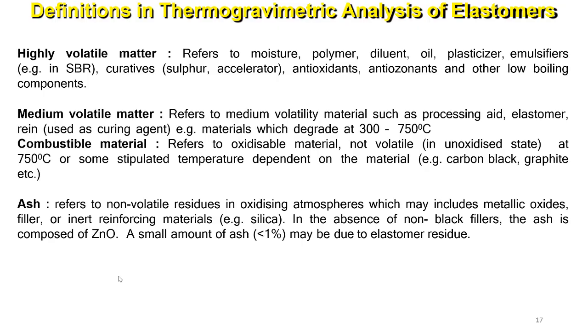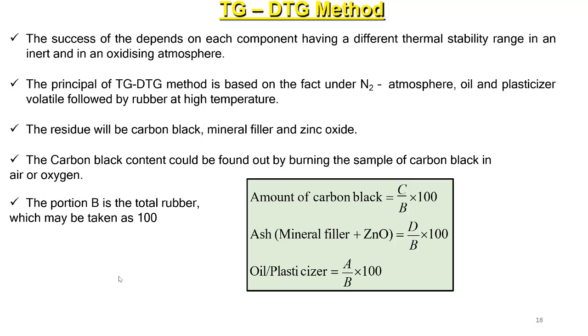Then we get the ash, which is the oxidized non-volatile residue in the oxidizing atmosphere. So these include the metallic oxides, fillers, or inert reinforcing material, which are still present in the material above a certain temperature and are not getting degraded. It will be in the form of ash, and it is majorly the oxidized metals and the fillers. So the amount of carbon black can be calculated using the DTG method, and the ash percentage can also be calculated, and the oil content can also be calculated using the formula mentioned here.